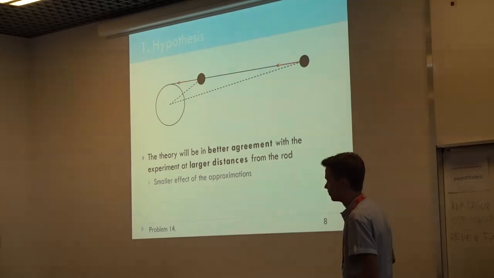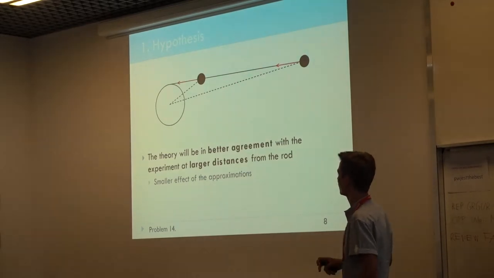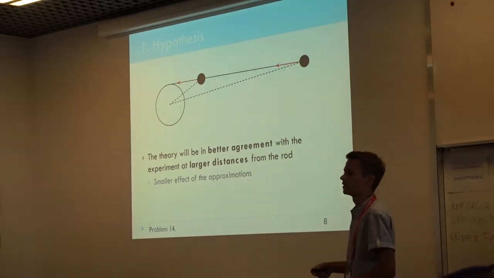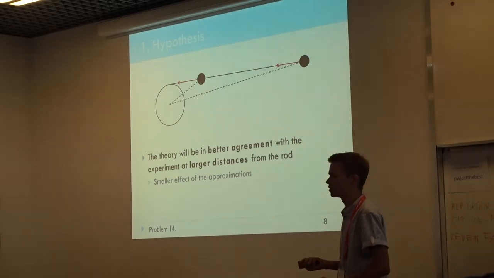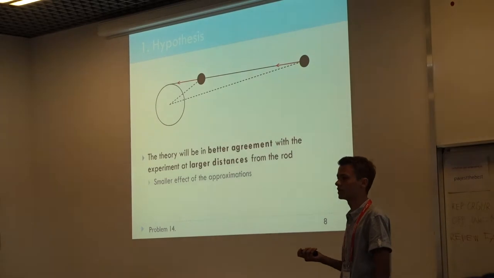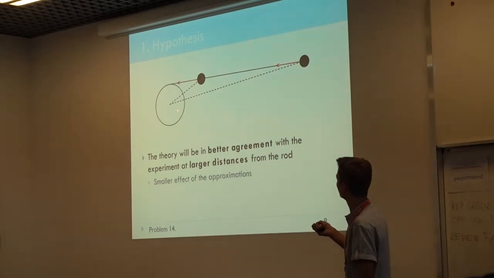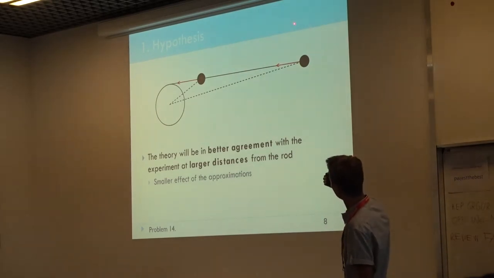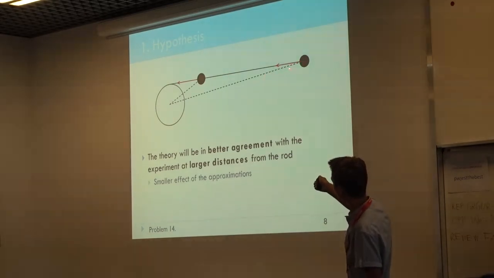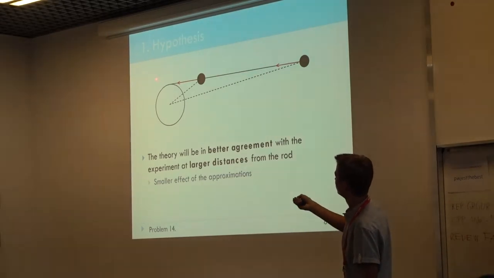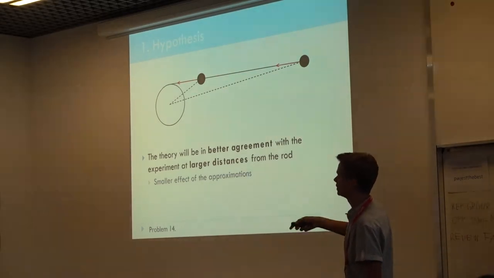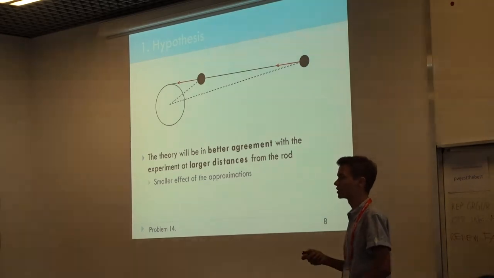So my first hypothesis is that the theory will be in better agreement with the experiment at larger distances of the small weight from the rod. Why? Because I took the approximation that the tension of the string acts towards the center of the rod. And we can see that if the small weight is further from the rod, the actual tension is much closer to the one that I'm assuming it to be. And if it is closer to the rod, the deviation from the theory will then be much larger because of the approximation.